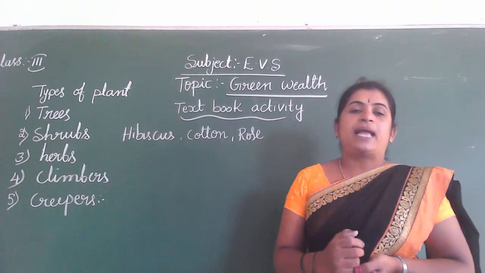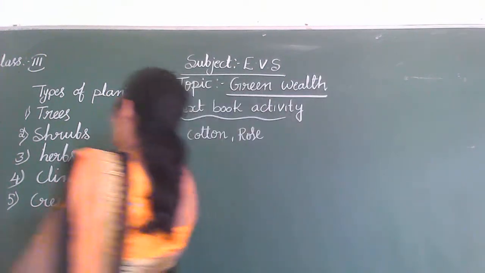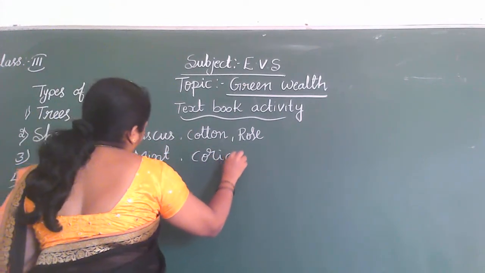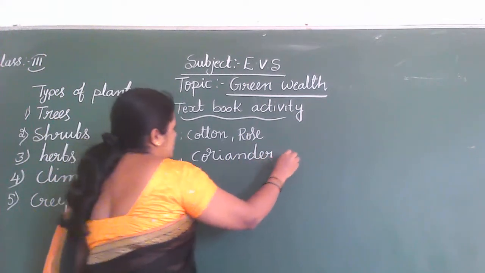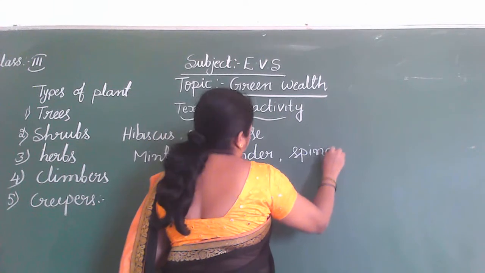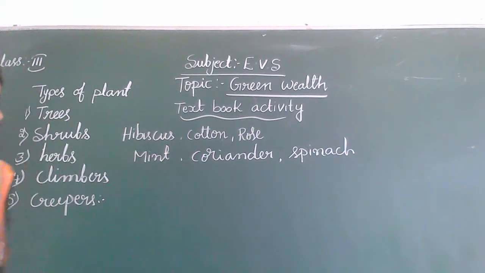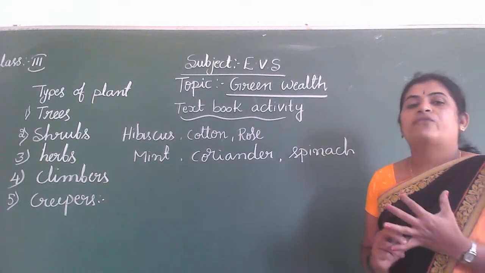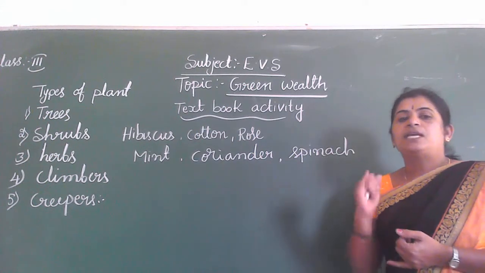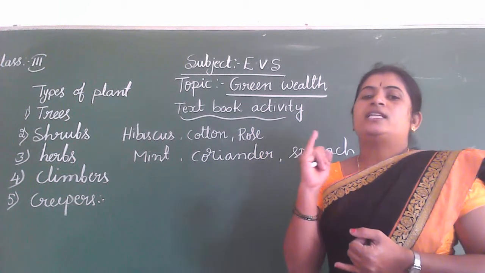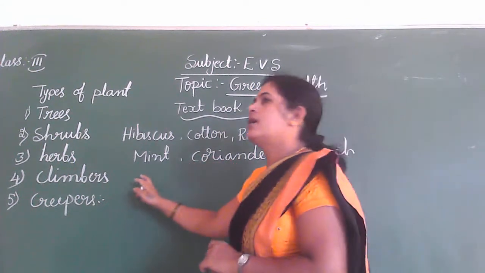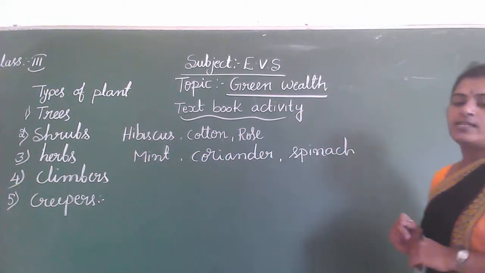Name some herb plants, children. Yes, very good. Mint plant, coriander, spinach. These plants are examples for the herbs. What do you mean by herbs? Some plants which have very soft and tiny stems. Tiny means very small. Mint, coriander and spinach are the examples for herb plants.